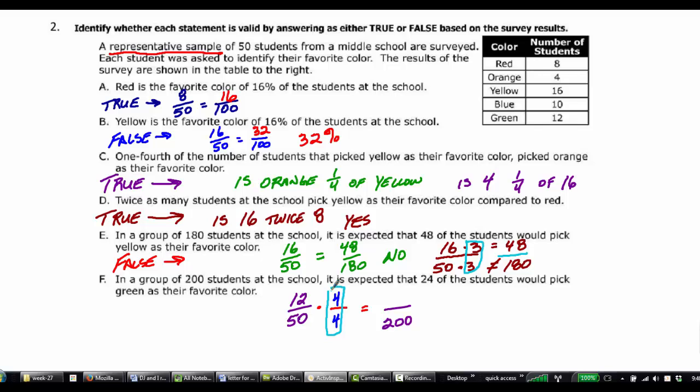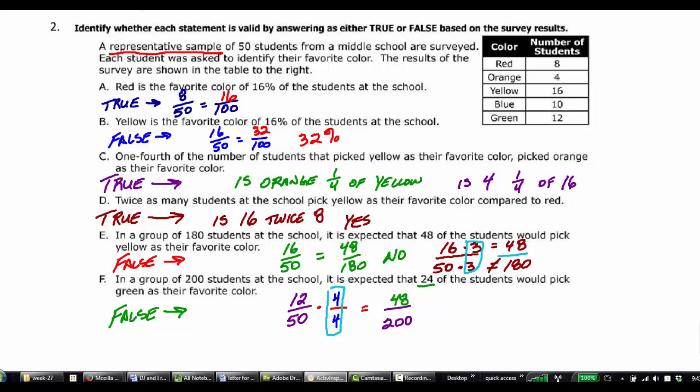We could also cross multiply and see if it's true, but this seems to work more quickly. 5 times 4 is 200. What's 12 times 4? Well, yes, 12 times 4 is 48. Since 12 times 4 is 48, and they're saying 24 students, this is once again a false statement.